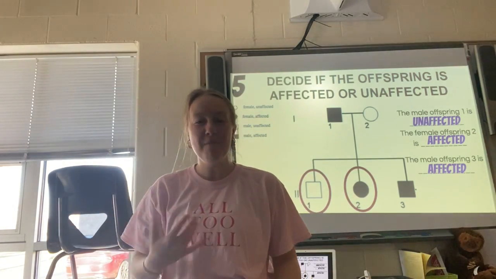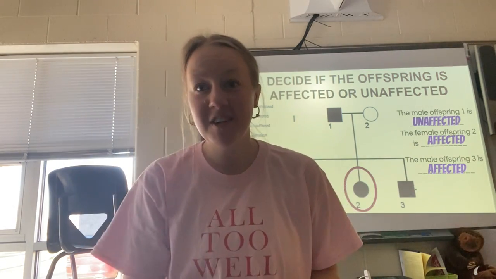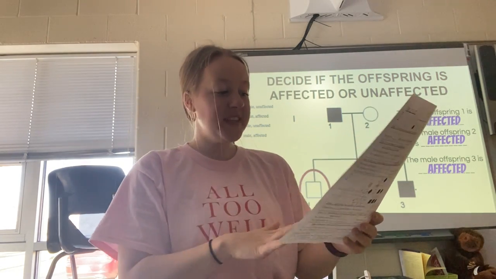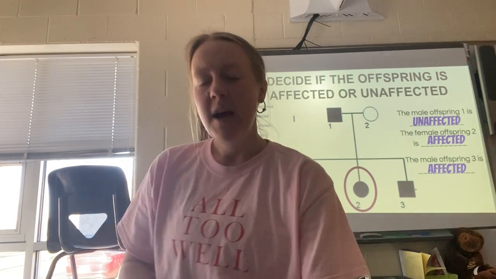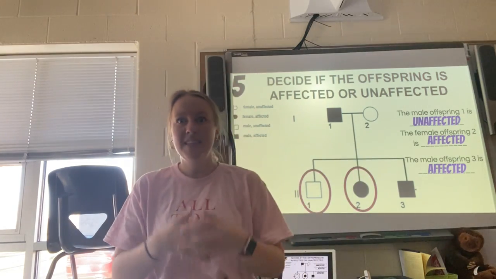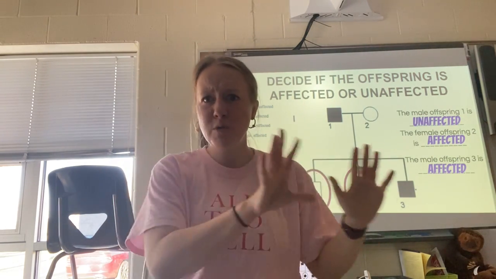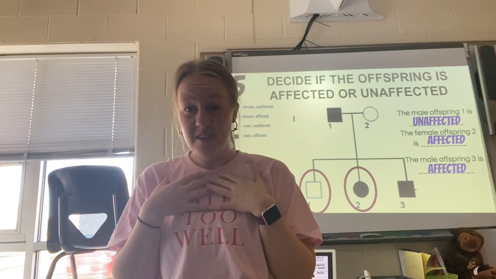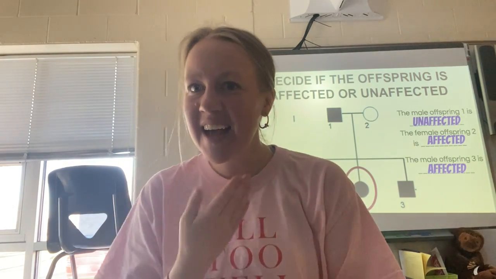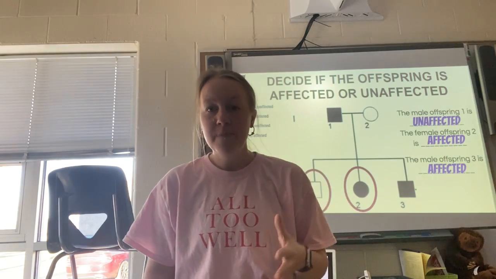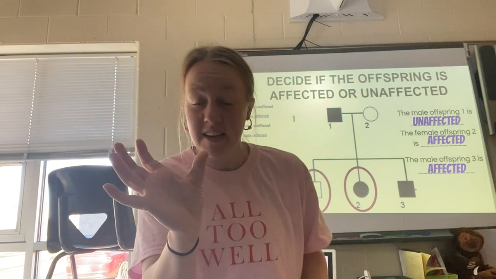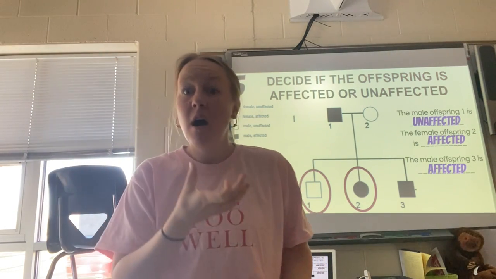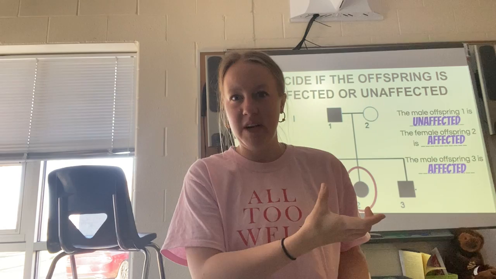We are on our 5th and our final step in learning how to read a pedigree chart. Make sure your pencils are down, make sure your eyes are on me. The 5th step is decide if the offspring is affected or unaffected. And again, by affected and unaffected, we're saying, did that trait get passed down? Which one of those offspring has that trait? So again, we're using that key. That key up at the top tells me if it's a male or a female, and it tells me if they've been affected or unaffected. Affected, meaning have the trait. Unaffected, meaning they don't have the trait.